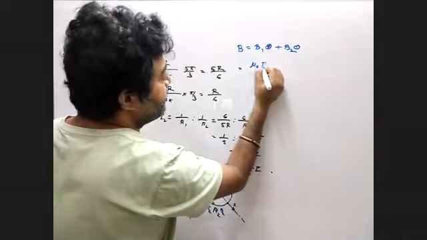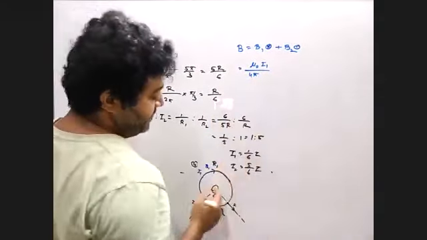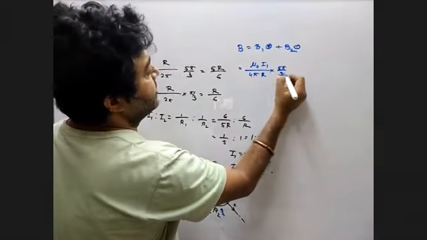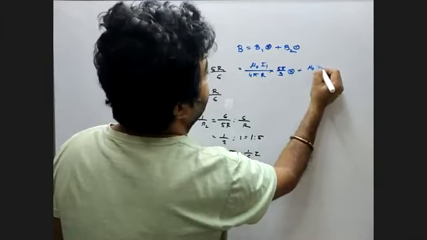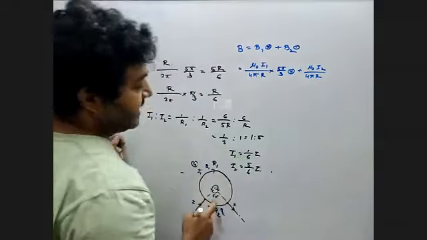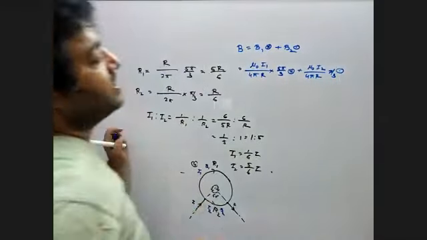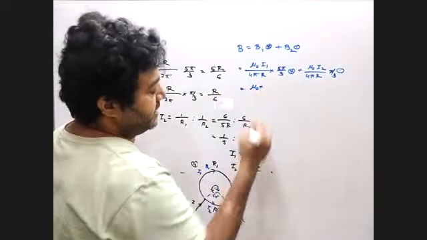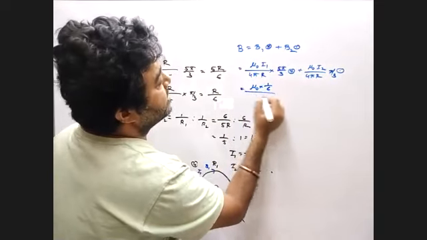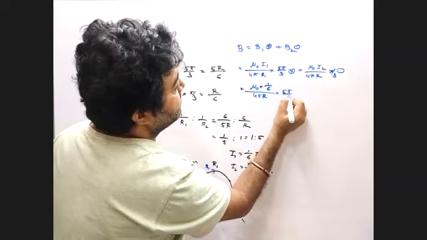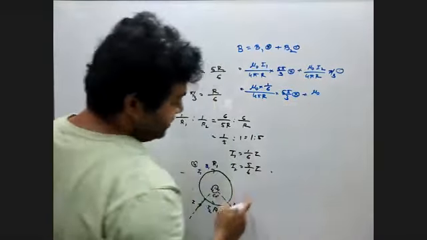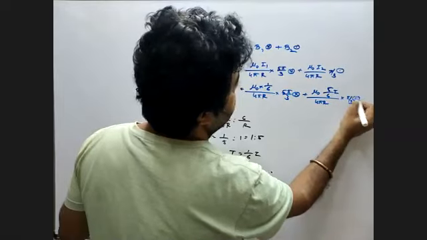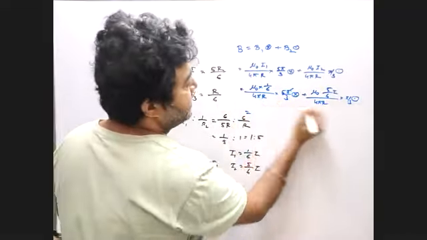See, mu naught, first one is I1, over 4 pi, the radius is R, into the angle, which is 5 pi by 3, cross. Now mu naught I2 over 4 pi R, this angle is pi by 3, and dot. More angle, less current; less angle, more current. So they are auto adjusted. Mu naught, the current is 1 by 6 I, over 4 pi R, into 5 pi by 3, cross. Now this is mu naught, I2 is 5 by 6 I, over 4 pi R, into pi by 3, dot. So this pi cancels, this pi cancels.